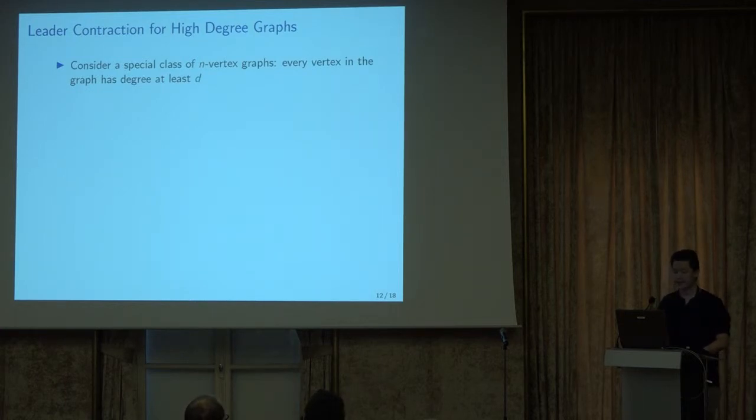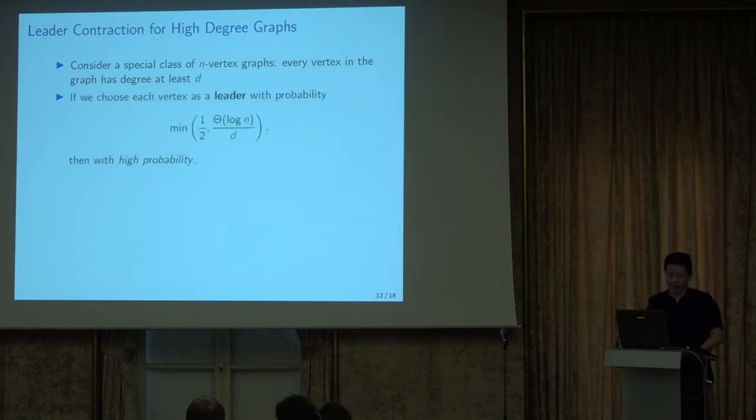Each vertex has degree at least d. Here d is just the degree parameter, and it's just the threshold, and it can be any value, such as a constant or polylog or polynomial in n. So for this high degree graph, if we choose each vertex as a leader with a probability log n over d, then with high probability, good things will happen. So the first thing is that the number of leaders will just be n over d.